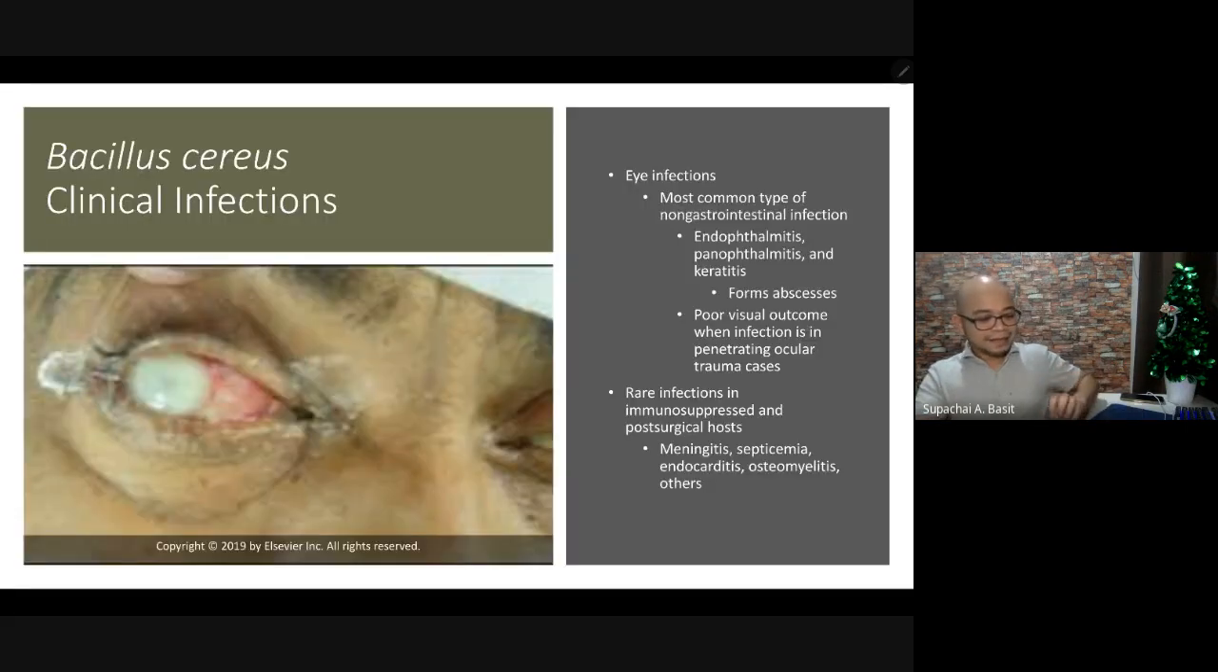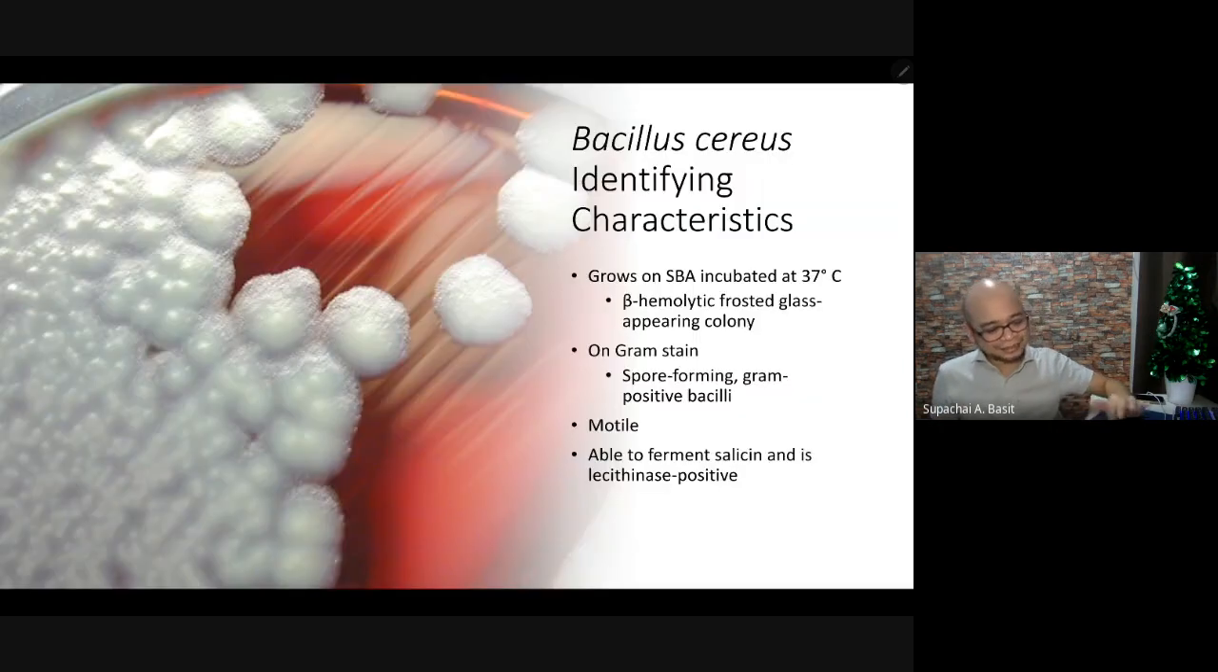Okay. And aside from food poisoning, Bacillus cereus can also cause infection. This is the most common non-gastrointestinal infection. So this infection is called endophthalmitis, panophthalmitis, and keratitis. So usually there would be abscess. So there would be poor visual outcome when infection is penetrating the ocular, particularly in trauma cases. So natusok yung mata, literally. So rare infections in immunosuppressed and post-surgical host. So pwede sila magkaroon ng meningitis, septicemia, endocarditis, and osteomyelitis.